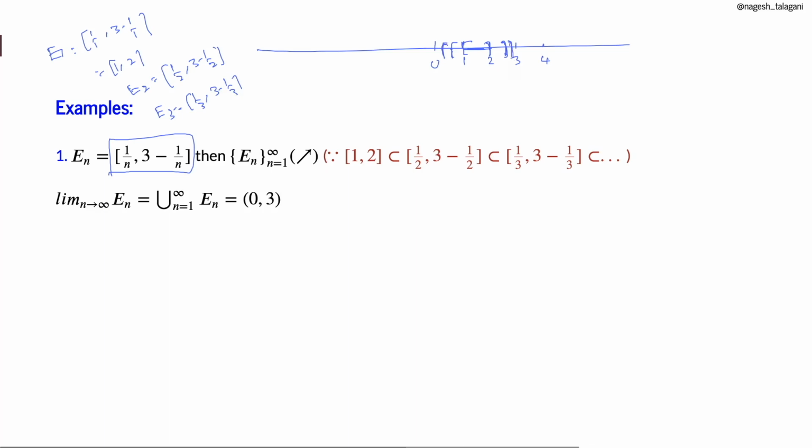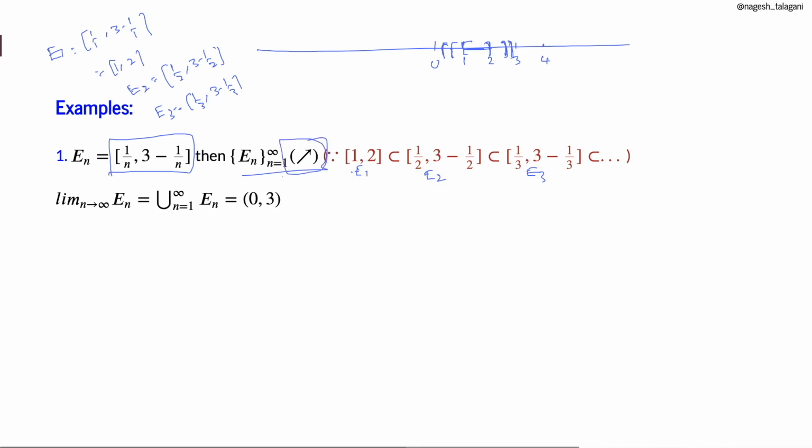As you see, one is contained in the other. E1 is contained in E2, E2 is contained in E3, and so on. That's why this sequence is an increasing sequence of events.